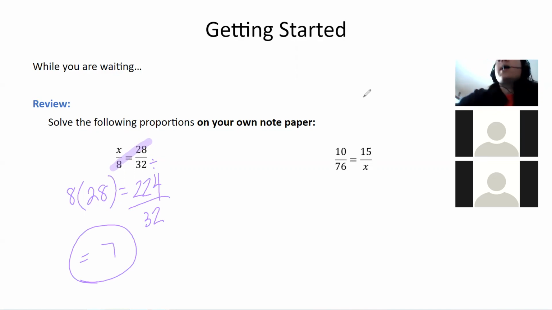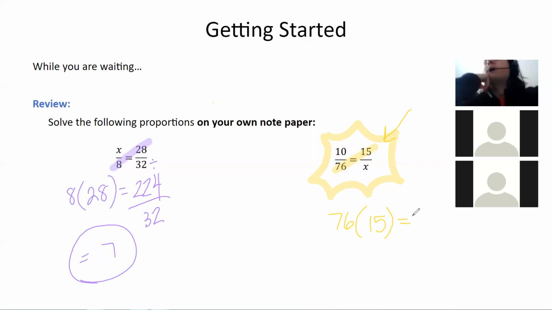Cool, and then let's do it on this next example here. So on this next example, guys, what would I multiply? What do you think? What would I multiply in this next example here? Yeah, very good, Mr. Sam. Good job. And Sarah, good job. We're going to multiply the numbers that are across from each other. So 76 times 15. What do I get when I multiply 76 times 15?